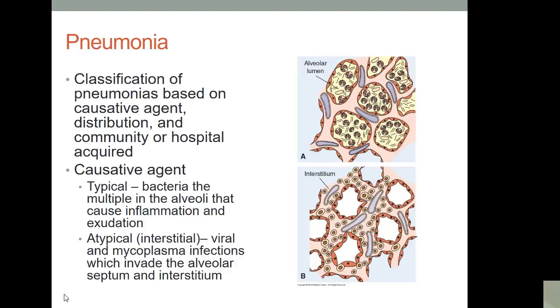Pneumonia is classified based on the causative agent, how it's distributed throughout the lungs, and whether it's community or hospital acquired. For causative agent, typical pneumonia involves bacteria that multiply in the alveoli, leading to inflammation and the buildup of exudate. Atypical or interstitial pneumonia is usually caused by viral and mycoplasma infections, and these invade the alveolar septum and interstitium and lead to fluid buildup in the interstitium, but not in the alveoli.